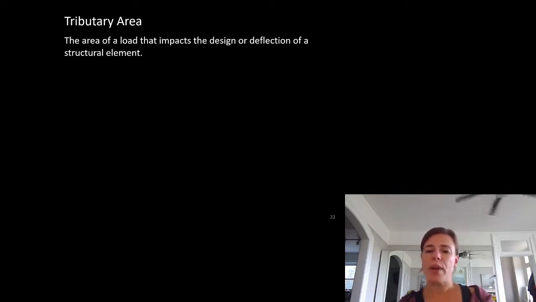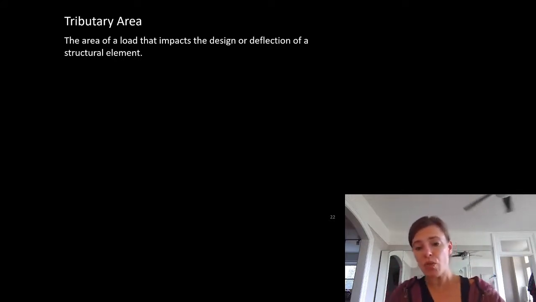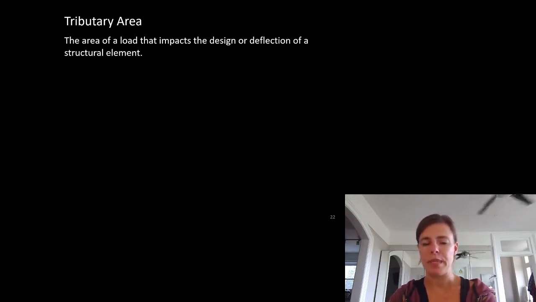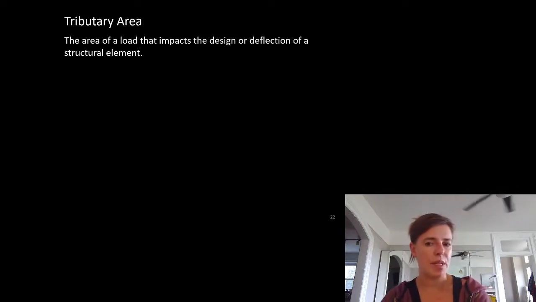The thing I want to talk about for a few minutes before we wrap up is tributary area and tributary width. We're going to spend a lot of time looking at loads on elements, so it's helpful to understand where those loads come from. A tributary area is a region or an area that impacts the load of an element. We use it in structural engineering to talk about tributary area and tributary width on columns and beams, but it's not the only place you're probably used to hearing that.